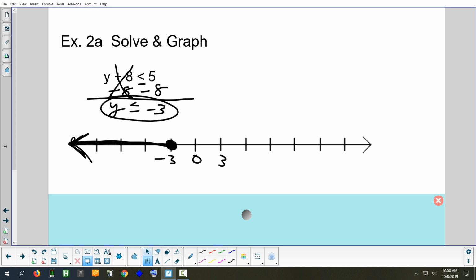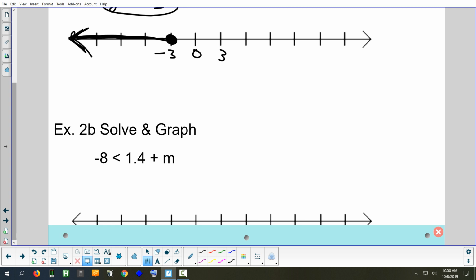All right, let's try, so we got one more like that. Okay, so this one says negative 8 is less than 1.4 plus m. So it's a decimal, but it's not an awful decimal to work with. So take a minute and see what you can do with that one. And you got a couple choices how you start this. There's an optional step here you could do because it's not written the way we're used to writing it. So you got an option, right? So we'll talk about that in a minute.